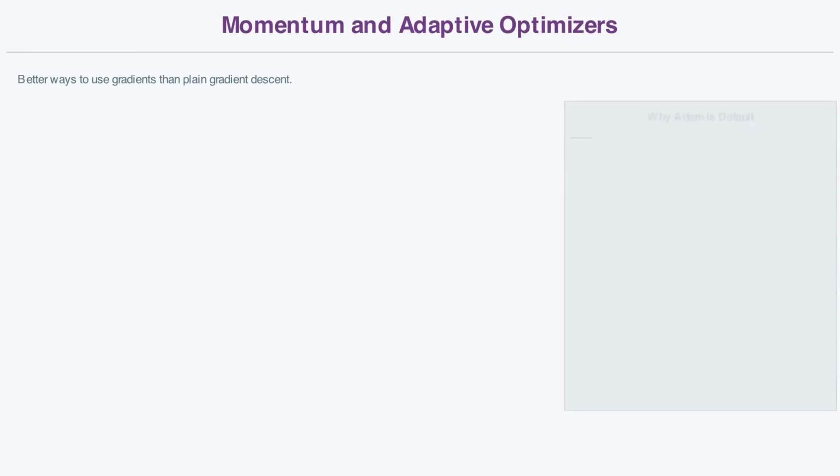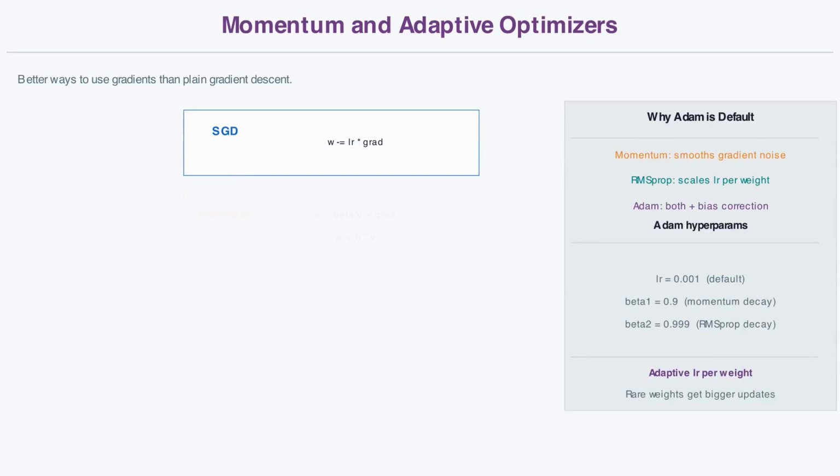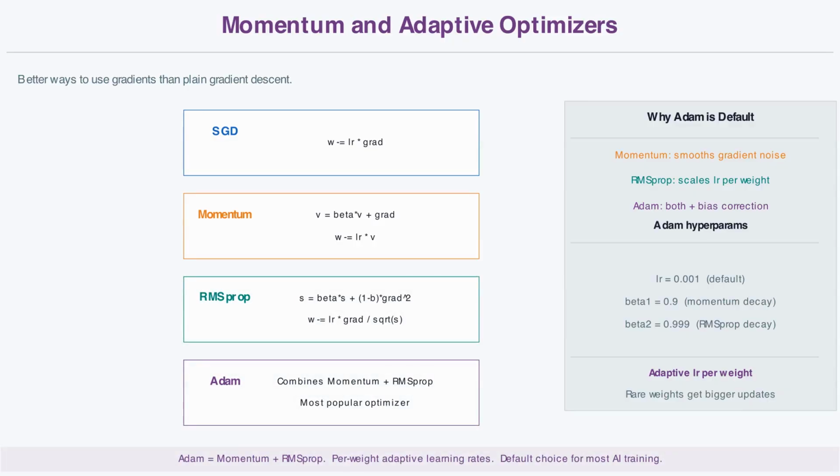Plain SGD treats every weight with the same learning rate. Momentum improves this by accumulating a velocity vector. The gradient is smoothed over time, reducing noise. RMSprop adapts the learning rate per weight based on recent gradient magnitudes. Weights that have been getting large gradients get a smaller learning rate.